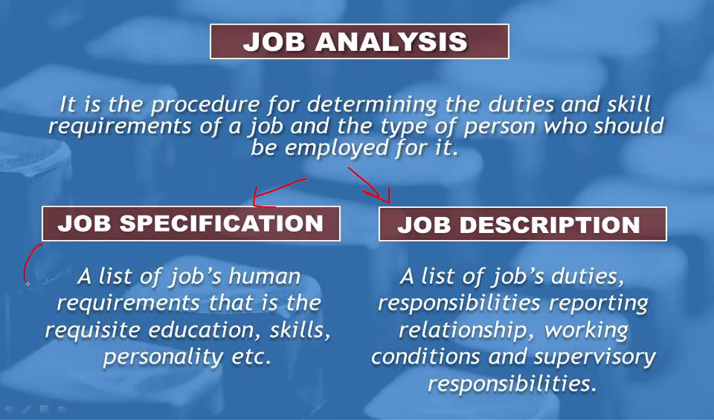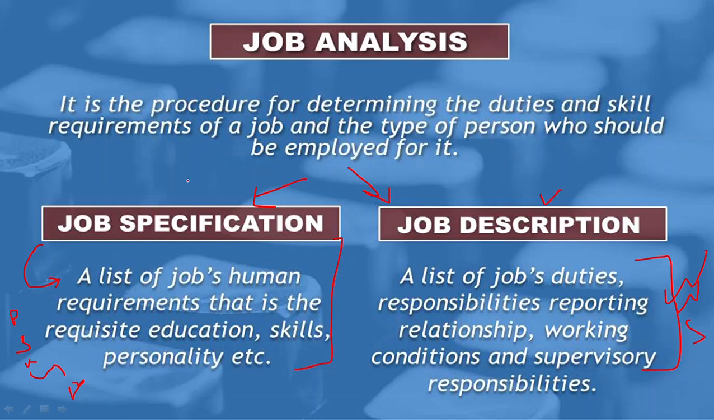Job specification is a list of a job's human requirements, that is, the person should have this much skill, this kind of skills, this level of education, this kind of personality. So all these are the job specification: the skills, the education and the personality you require for doing the job. And job description is a list of duties, responsibilities, who you will report to, what the working conditions will be, and what your supervisory responsibilities are. So that is a job description.